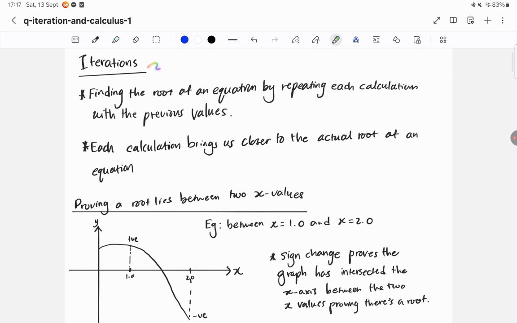So what is iterations about? Iteration is basically a solution or a method to find a root using repetitive calculation.